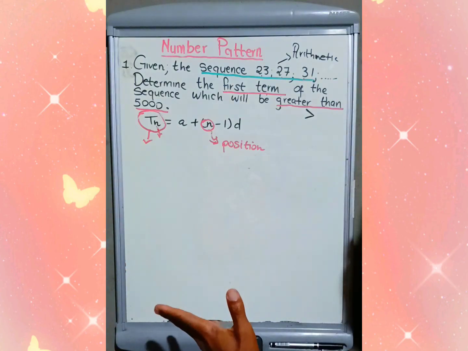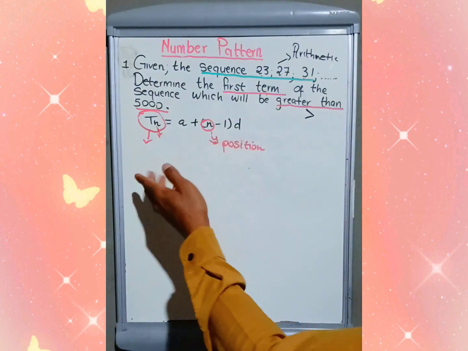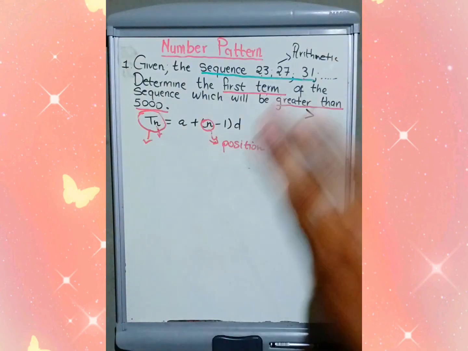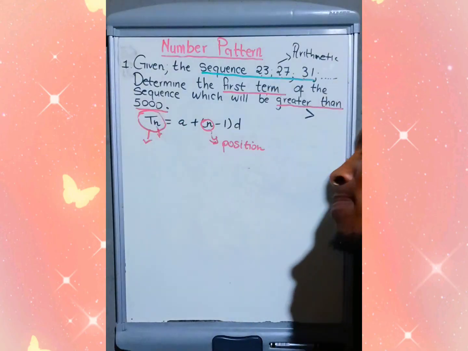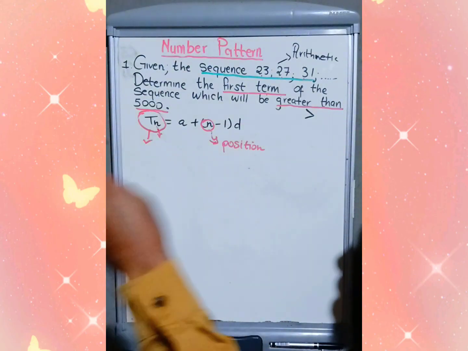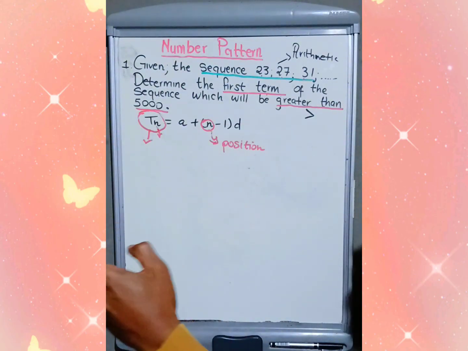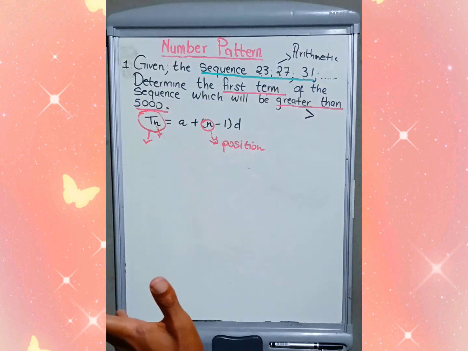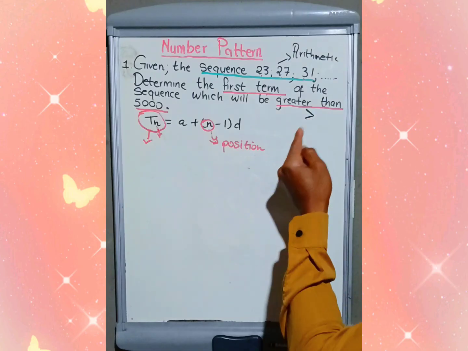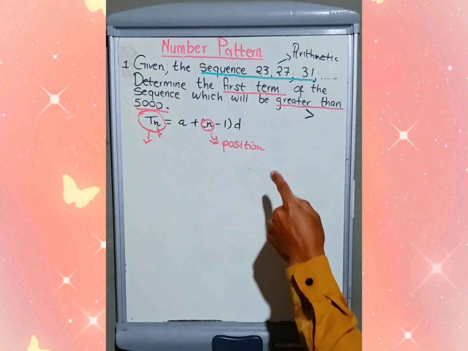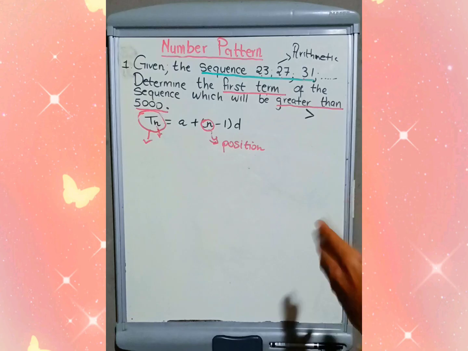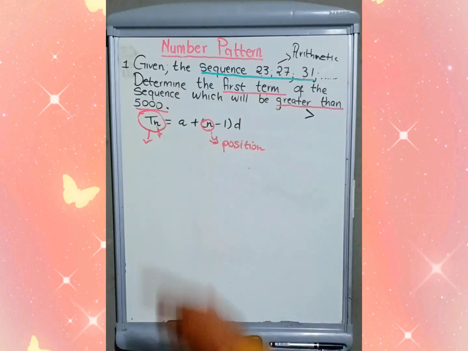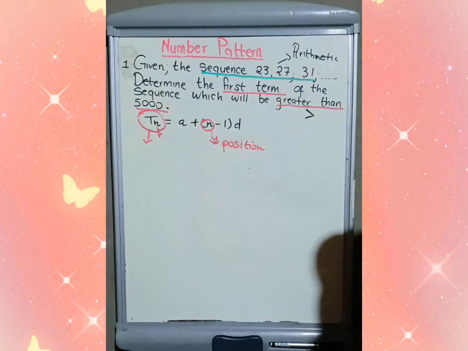But if they say determine the first term that will be equal to 5,000, then the value of n must be a natural number, a whole number, not a decimal number, not a fraction. Okay? Does that make sense? This greater or less than is commanding you to solve for the value of n, and the value of n must be a decimal number.